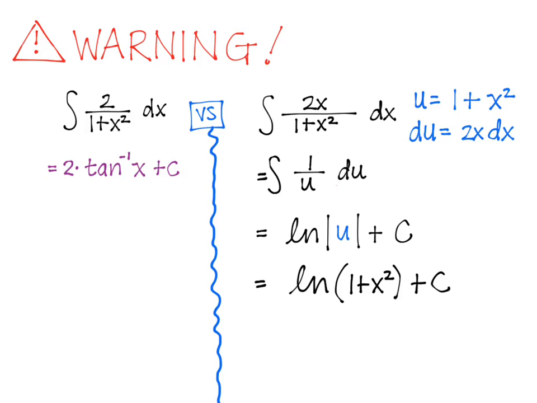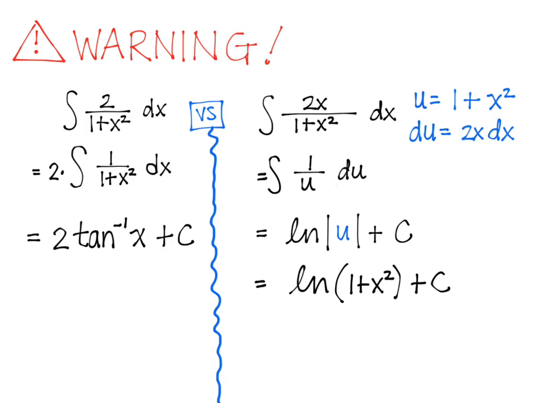Now, over here, like I said, we just pulled the 2 out, and then we're left with what we know is the arctangent function. So, be very careful that the numerator, if it has a variable in it, don't be fooled into thinking that that is the pattern for arctan.